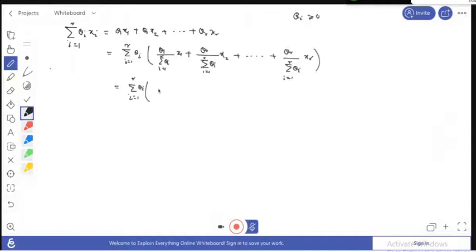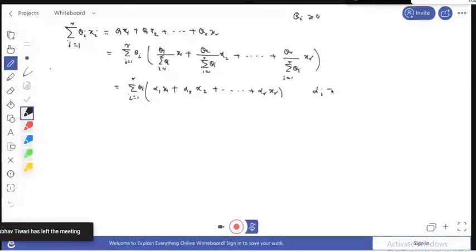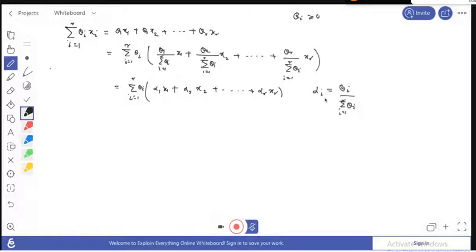Another scalar, because the last one is xr. So what is the value of alpha i here? Alpha i is basically theta i over the summation of theta i, where i varies from 1 to r.